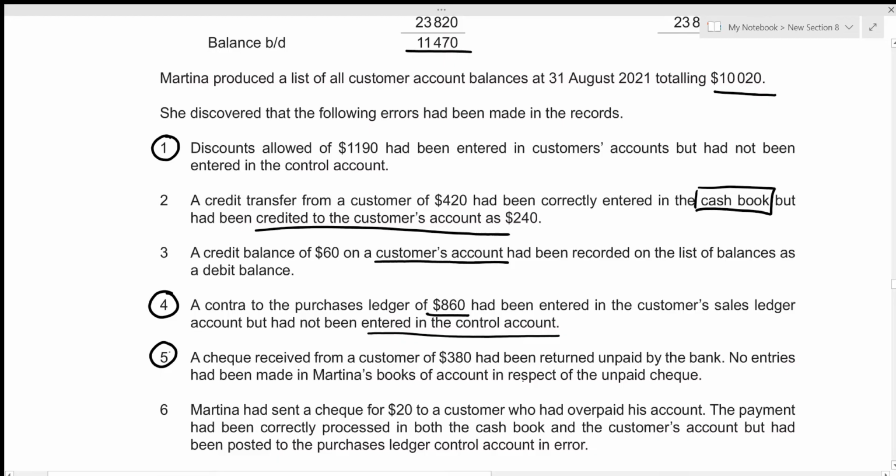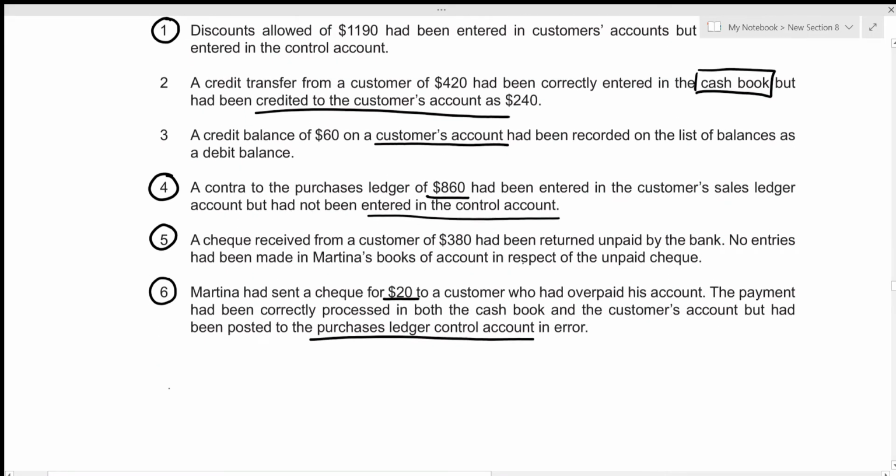Next, we have a cheque of $20 which had been sent to a customer by Martina who had overpaid his account, and the payment had been correctly processed in both the cash book and the customer's account but had been posted to the purchase ledger control account in error. So from the cash book, this amount of 20 should have been posted to the sales ledger control account, but it had been posted to the purchase ledger control account, which means that this amount of 20 has not yet been mentioned in the sales ledger control account, so we need to do that. So this also is an error we need to rectify for the first part. Okay, these are the errors.